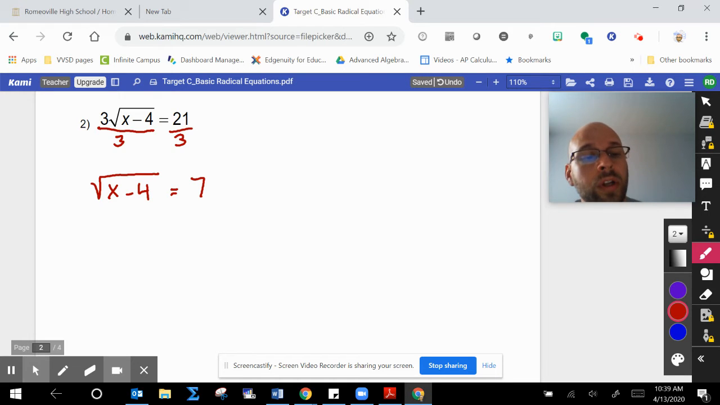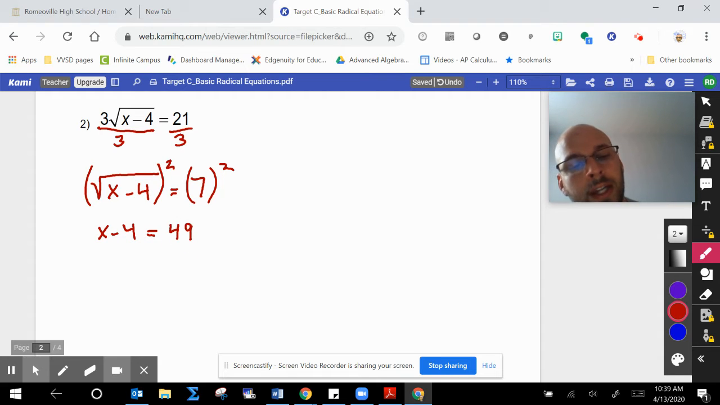Now I want to get rid of that radical so that I can isolate the value of x. So what I'm going to do is take this radical and square both sides. So I get x minus 4 equals 49, because 7 squared is 49. And last but not least, I add the 4 over, which gives me x equal to a value of 53.